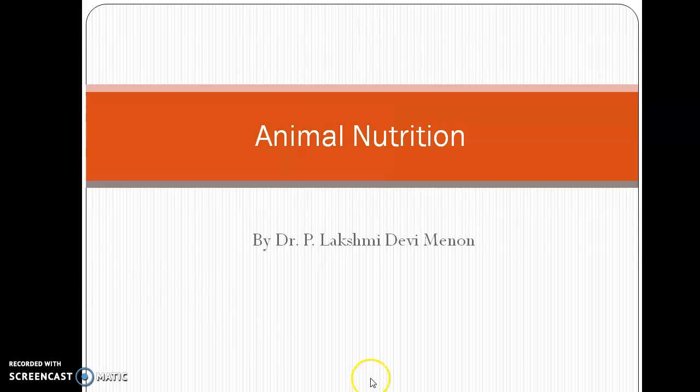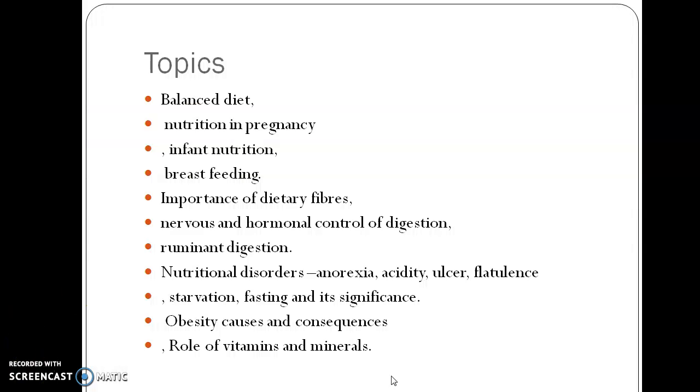Let's see what are the topics which we are going to discuss in this. The balanced diet, nutrition in pregnancy, infant nutrition, breastfeeding, importance of dietary fibers, nervous and hormonal control of digestion, what is ruminant digestion, what are the nutritional disorders like anorexia, acidity, ulcer, flatulence, starvation, fasting and its significance, obesity, causes and consequences, the role of vitamins and minerals are the brief topics that we are going to discuss in this module.